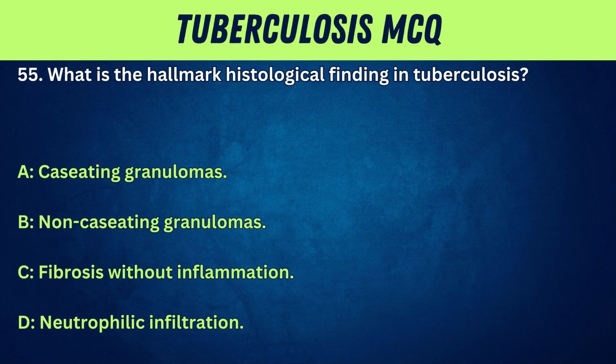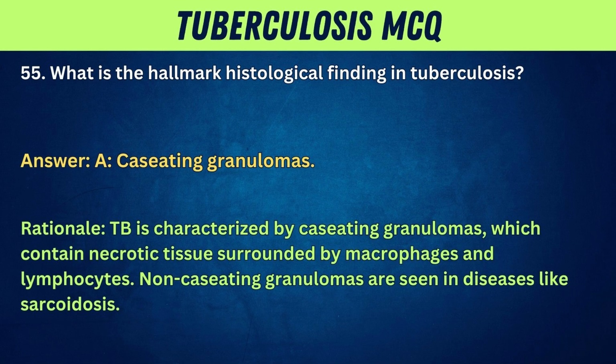55. What is the hallmark histological finding in tuberculosis? A. Caseating granulomas. B. Non-caseating granulomas. C. Fibrosis without inflammation. D. Neutrophilic infiltration. Answer: A. Caseating granulomas. Rationale: TB is characterized by caseating granulomas, which contain necrotic tissue surrounded by macrophages and lymphocytes. Non-caseating granulomas are seen in diseases like sarcoidosis.